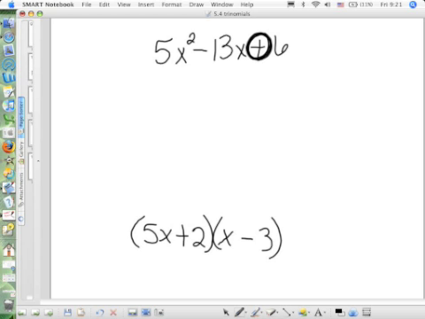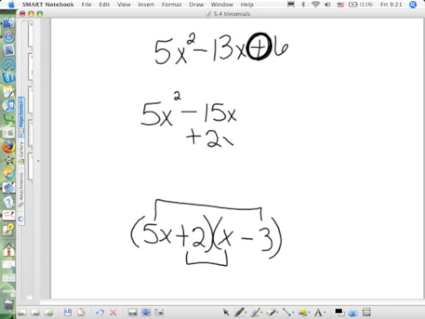First times first is 5x squared. All right, that's good. Outer times outer is negative 15x. Okay, that's good. Inner times inner, plus 2x. I'm still looking good. Last times last, negative 6. Uh-oh.